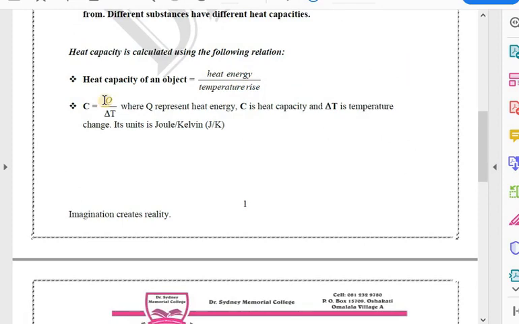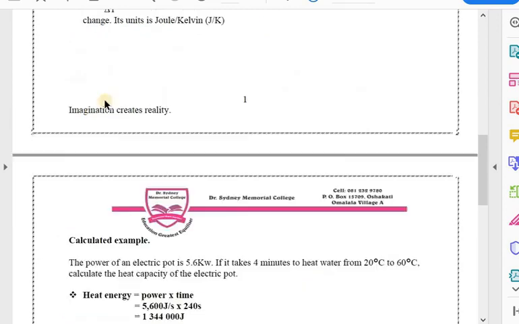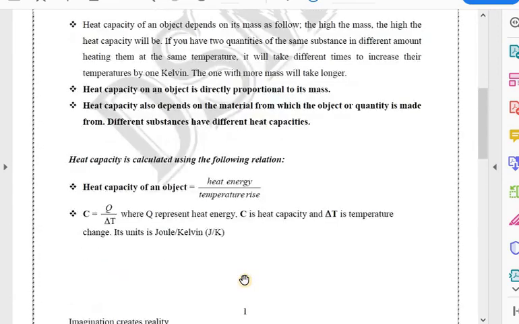Heat energy is represented by the letter Q. Heat energy will be in joules or kilojoules. Whereas temperature rise, delta T. Delta T just means change in temperature. Change in temperature is represented by final temperature minus initial temperature.